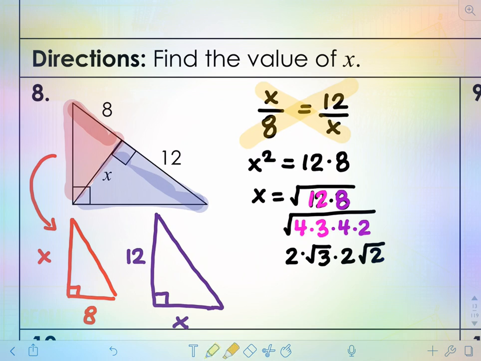We're going to take our two numbers and multiply them together, and we get 4. And then we take our two square roots and multiply those together. You multiply them just like numbers when you have two square roots. So the square root of 3 times the square root of 2 is the square root of 6. And that is your final answer.